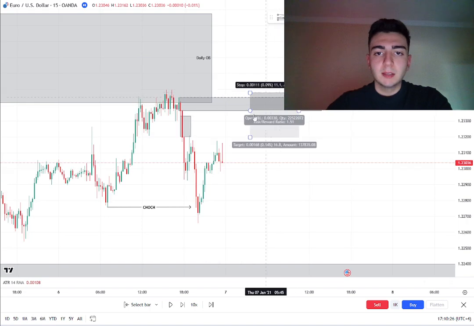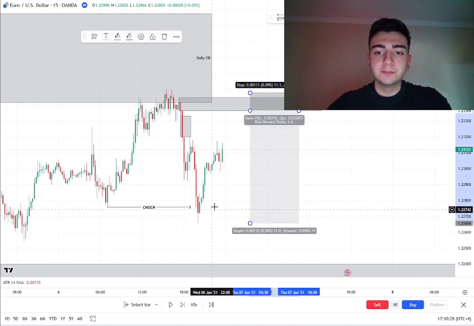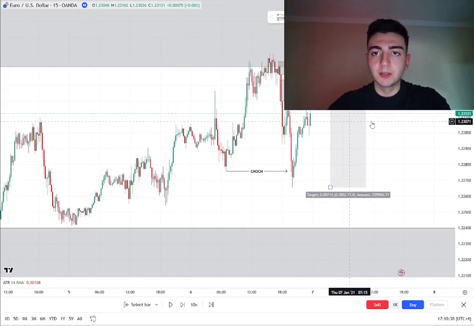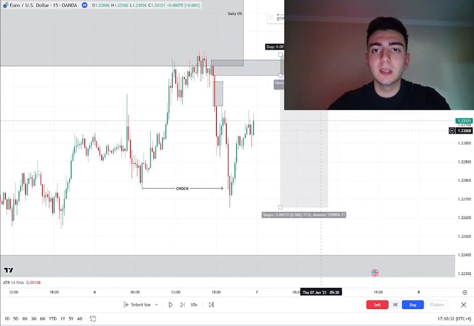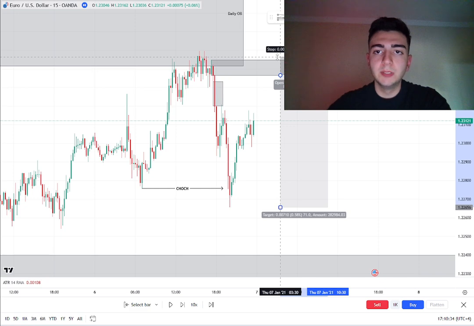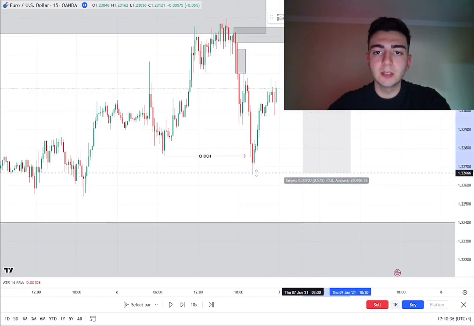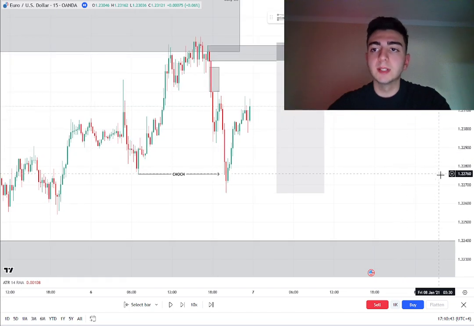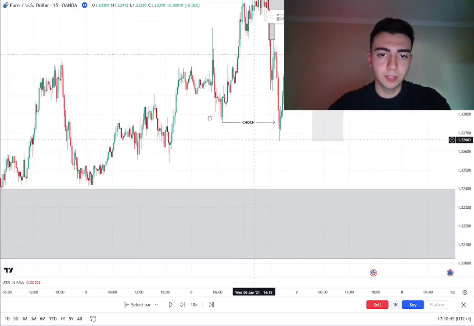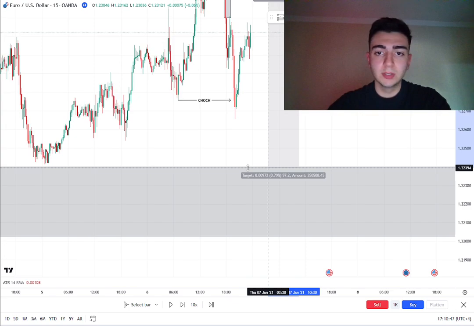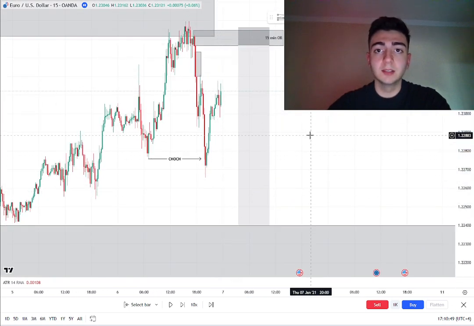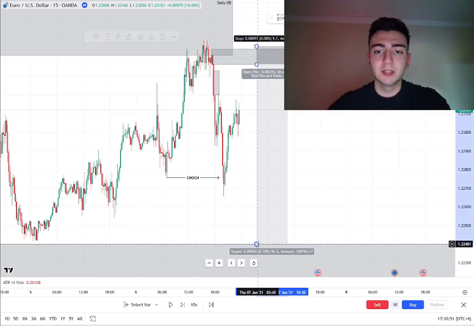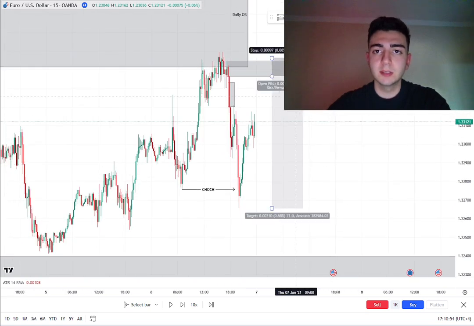Price pulling back. In terms of take profits, the safest option would obviously be this low right here, and that's where we're going to target for this. But looking at this order block, we could still target this for an almost 10R trade. But for this video, I'm going to target the low.